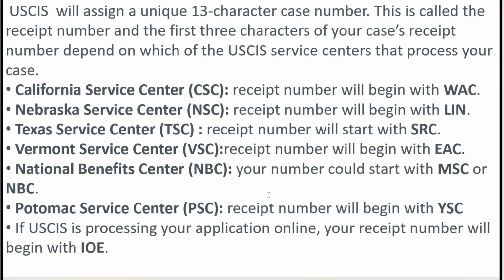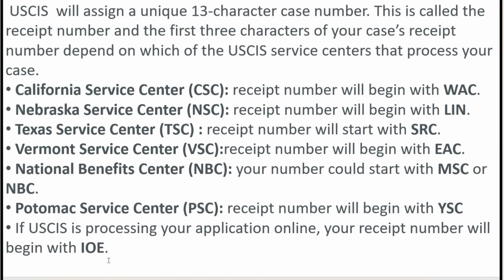If your case is at Vermont Service Center, the receipt number will begin with EAC. If your case is at National Benefit Center, it will begin with MSC or NBC. For Potomac Service Center, the receipt number will begin with YSC. If USCIS processes your application online, your receipt number will begin with IOE. For people who file the petition I-130 online, your receipt number will begin with IOE.